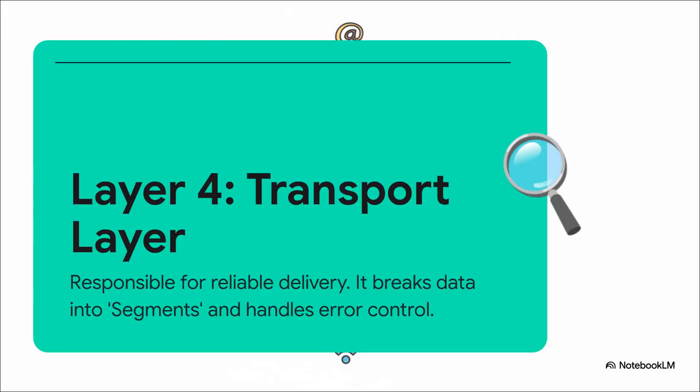The transport layer, layer 4, is incredibly important. It takes your big chunk of data and chops it up into smaller, more manageable pieces that we call segments. But it also does something else that's critical. It makes sure all those little pieces arrive correctly. If a segment gets lost along the way, this layer actually requests for it to be sent again. It's like the quality control manager.